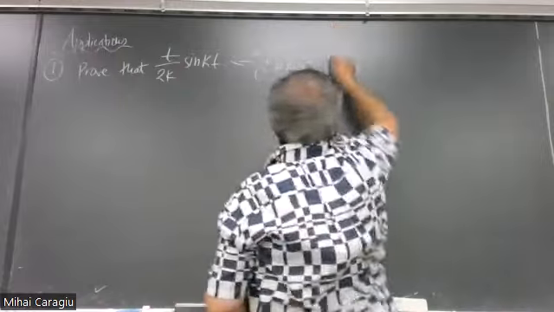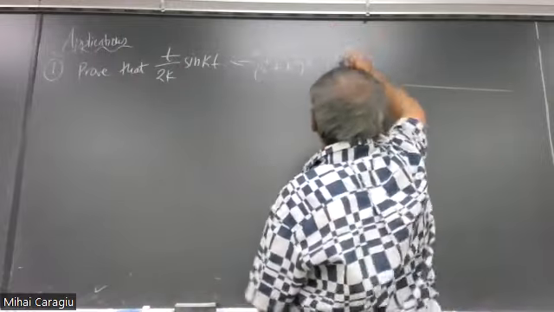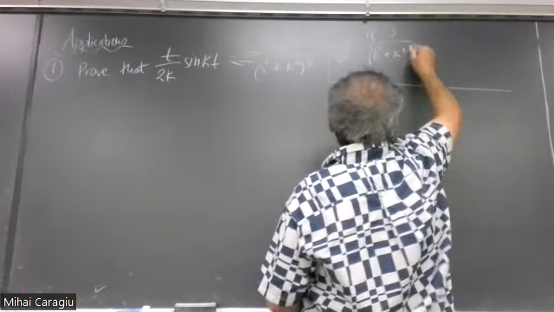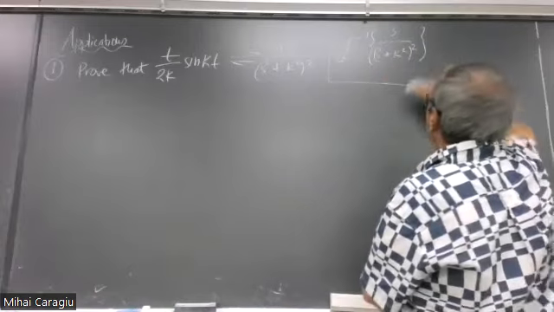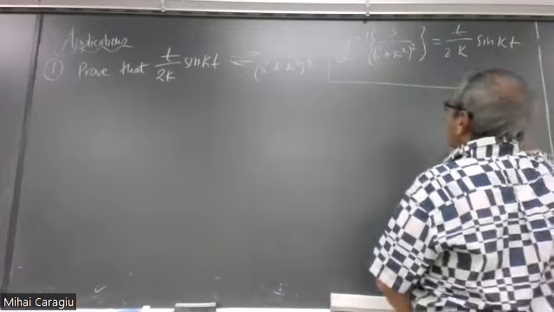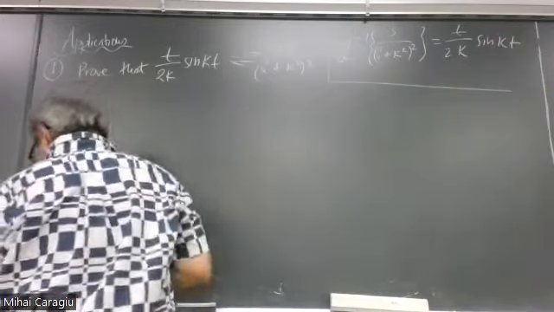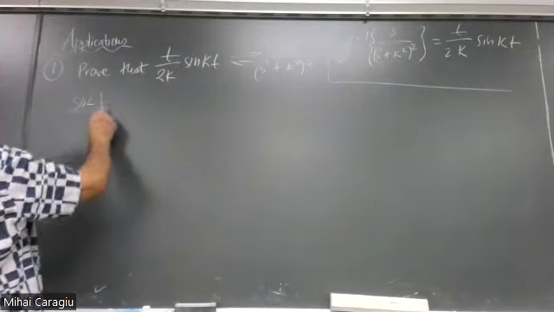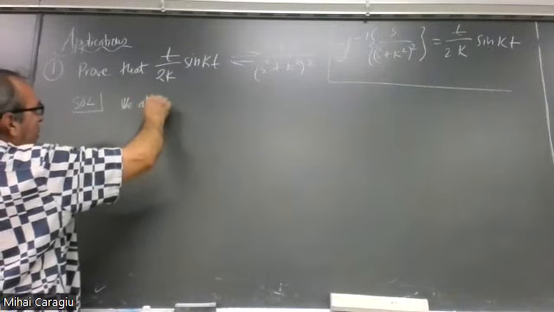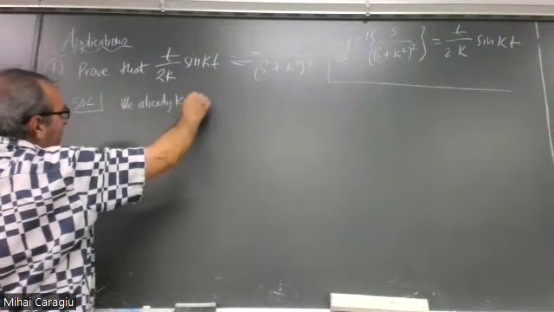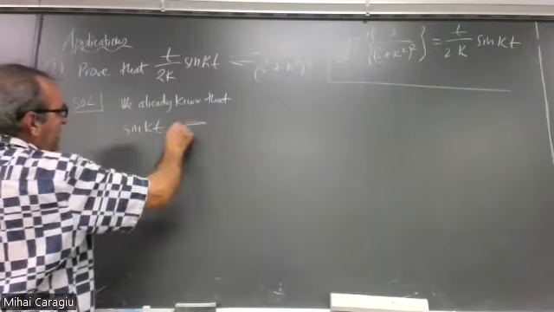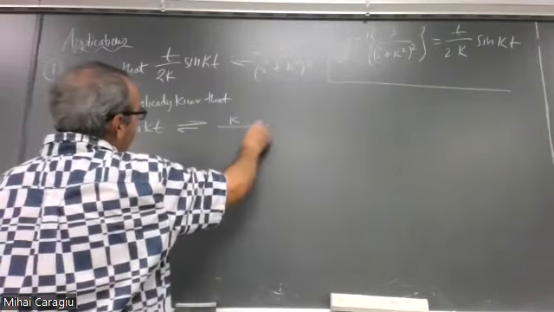What is the consequence of this? As a consequence, the inverse transform of s over s squared plus k squared, squared equals t over 2k sine kt. Here is the solution based on the formula we discussed so far. We already know that sine kt transforms into k over s squared plus k squared.